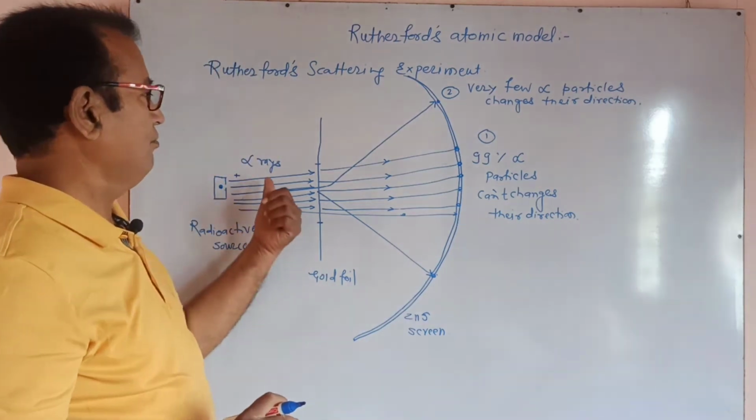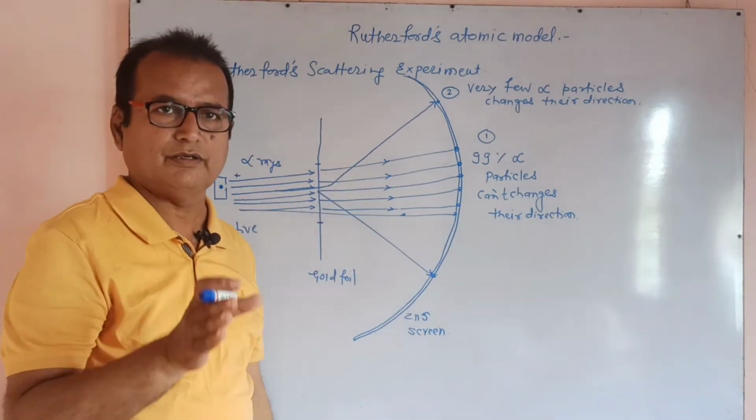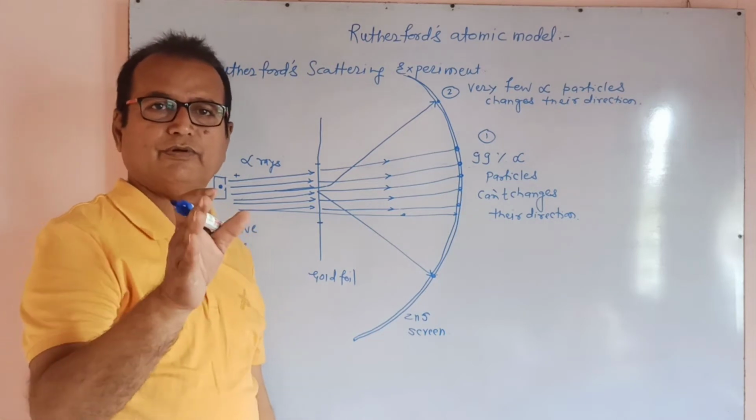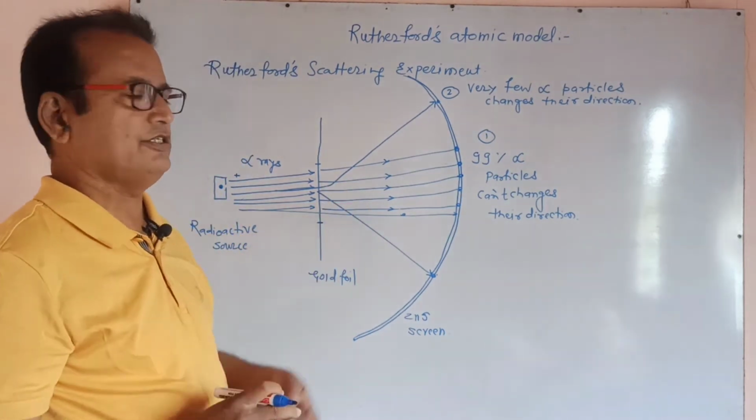It means that positively charged particles are there. These positively charged particles reflect from that very small region into this area.